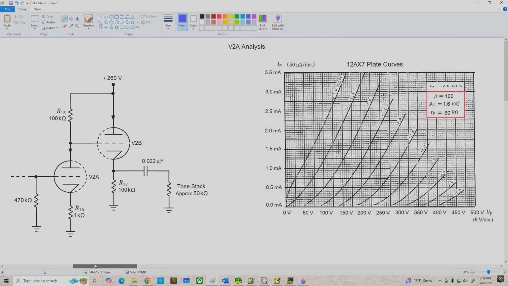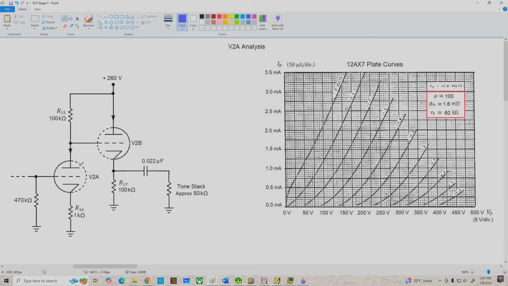Okay, here's our circuit and the plate curves for the 12AX7. We actually have two stages here. The first stage is an unbypassed common cathode amplifier driving a cathode follower. So V2A is going to have a substantial amount of voltage gain. V2B will have a voltage gain of approximately 1. And because these two triodes are directly coupled, it's going to complicate the analysis just a little bit, but nothing too crazy.